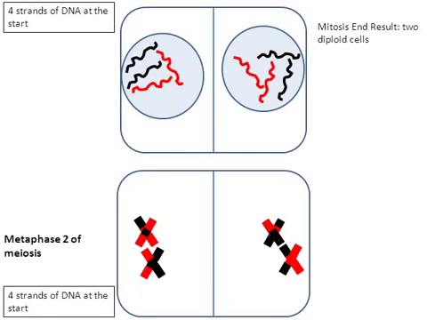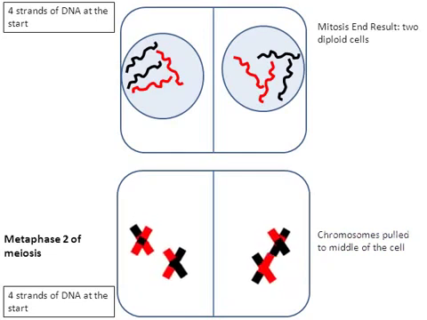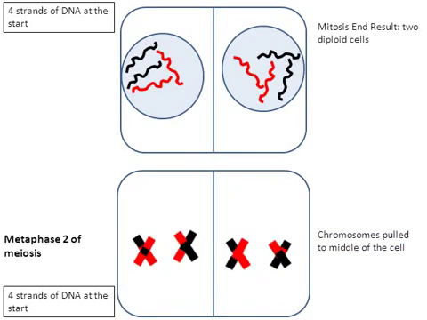to metaphase number 2 of meiosis, the chromosomes are going to be pulled to the middle of the cell. Remember, who's pulling the chromosomes? That would be the spindle fibers. So the chromosomes are pulled to the middle of the cell.